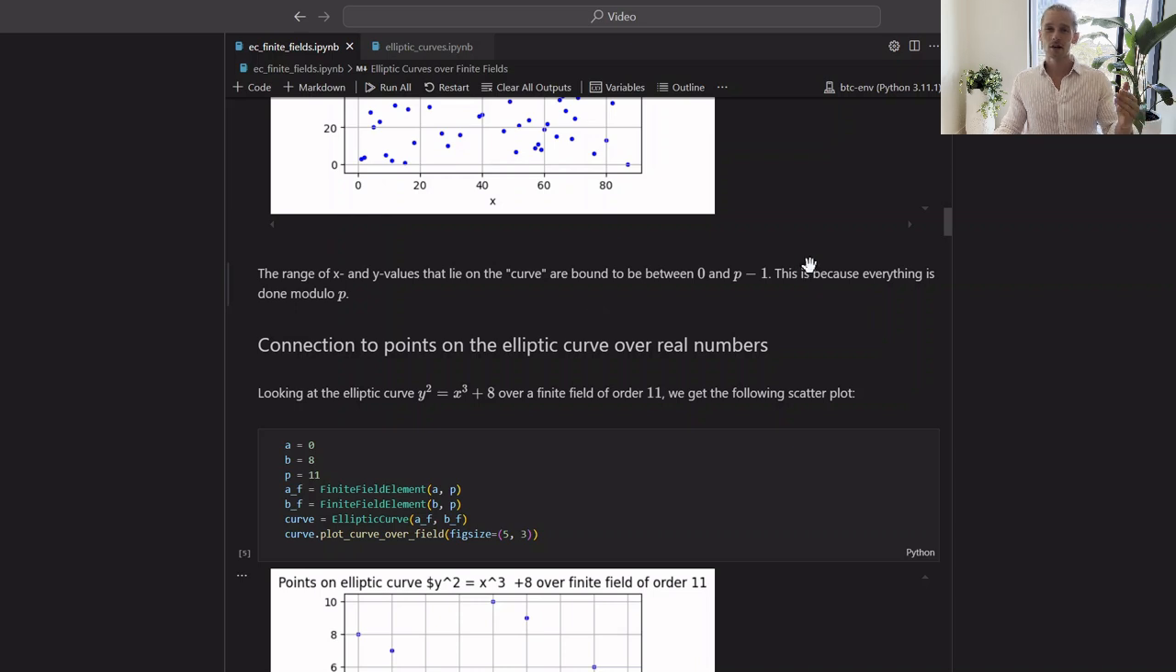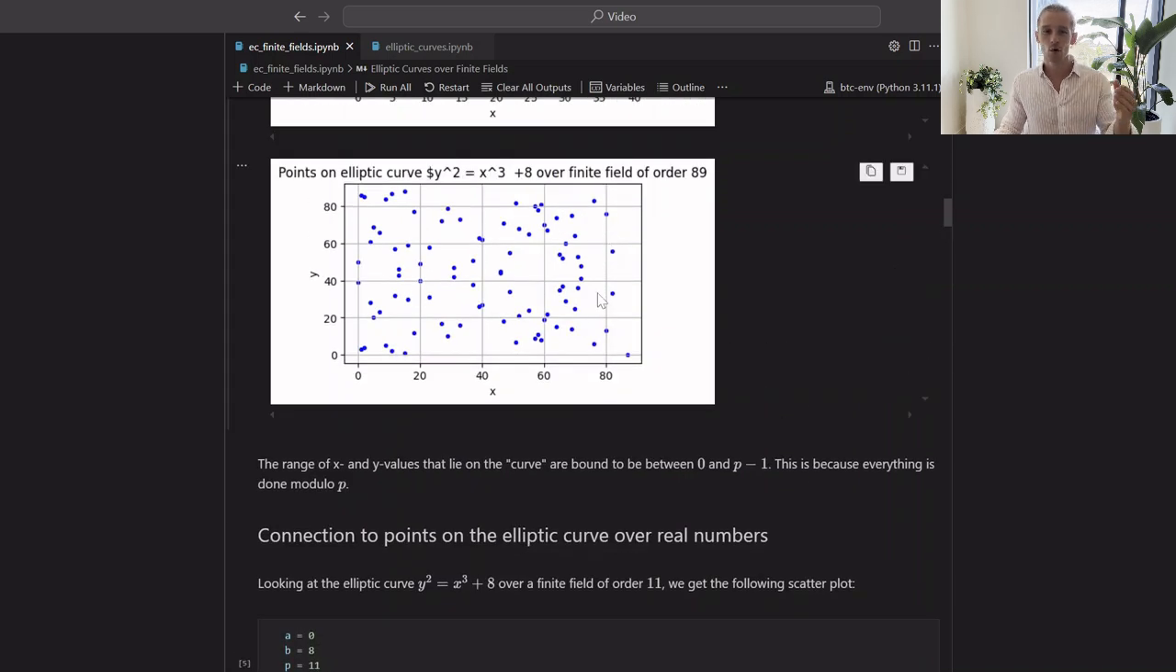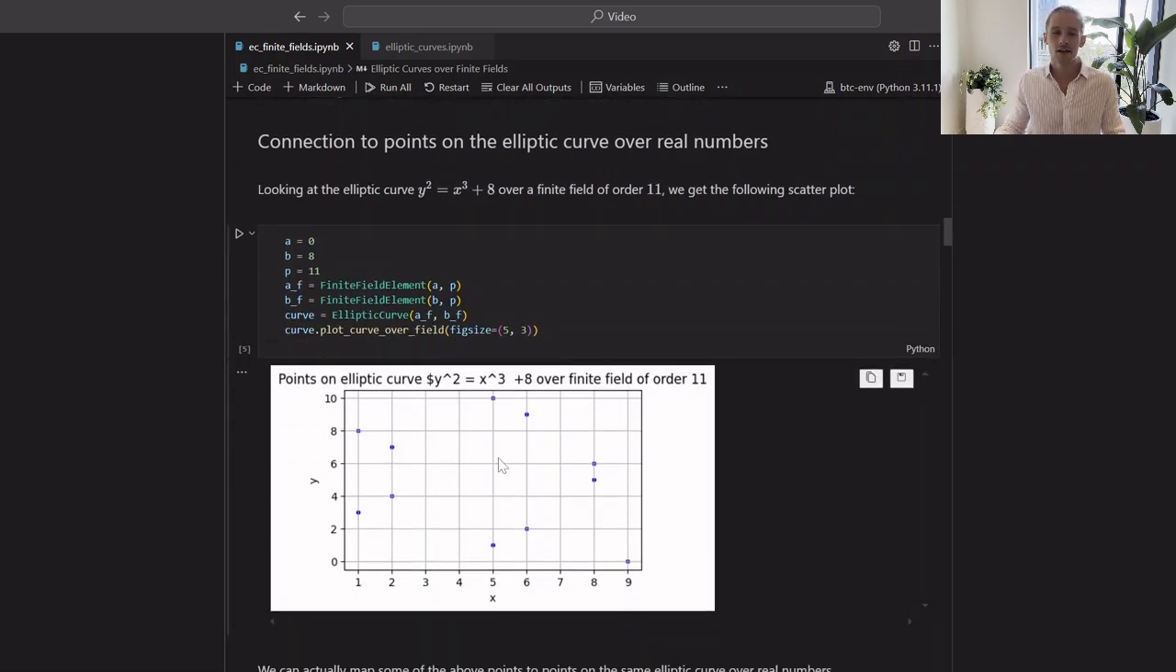Now, before we actually talk about point addition, let's try to build a connection between these elliptic curves over finite field elements and elliptic curves over real numbers, because there actually is a connection. It's not completely straightforward, but using a specific example, I'll explain how you can map some of the points on an elliptic curve over real numbers to points on the same elliptic curve over finite field elements. I've chosen the following example, which is y squared equals x cubed plus 8, same elliptic curve, over the finite field of order 11. We've already seen this scatter plot, but just to show it once again, we get all of these points that lie on the curve over this finite field here.